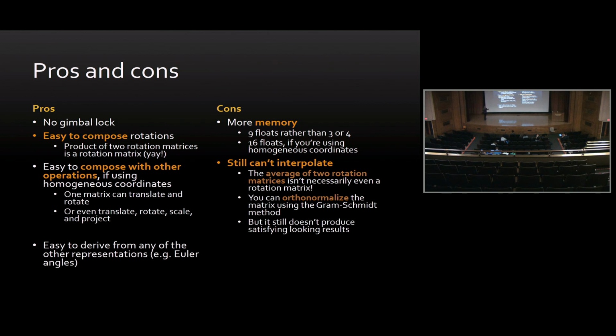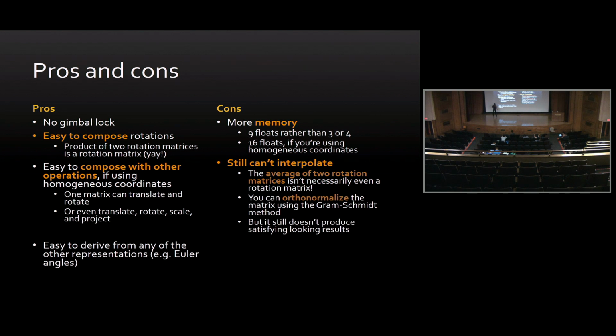The cool thing: no gimbal lock. There is no gimbal lock with rotation matrices because they are redundant representations. We're using 9, or if we're using 4x4 matrices, 16 numbers to represent something that really only has 3 degrees of freedom. So you don't end up with a gimbal lock problem. There are no discontinuities. And it's easy to compose rotations. That's awesome, because if you want to know the result of doing this rotation and then this rotation, you take the rotation matrix for the first one, take the rotation matrix for the second one, multiply them together, and you now have the rotation matrix for the composition.